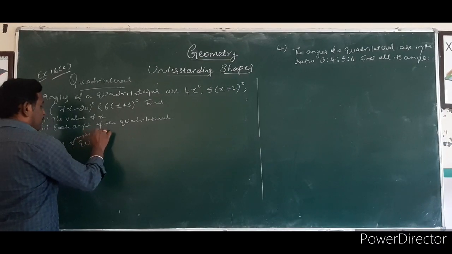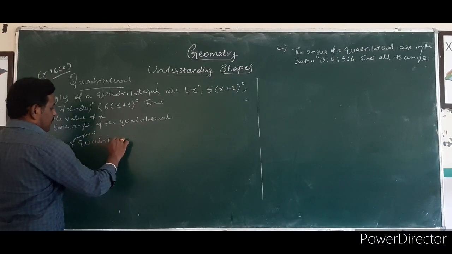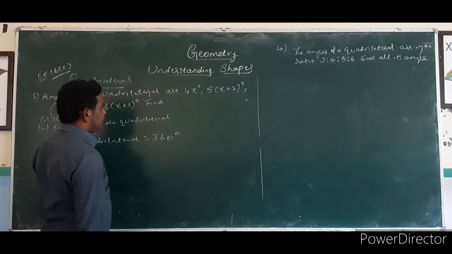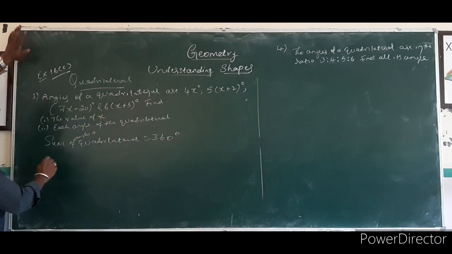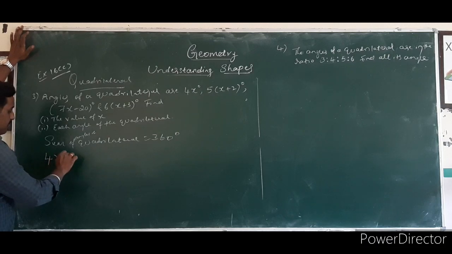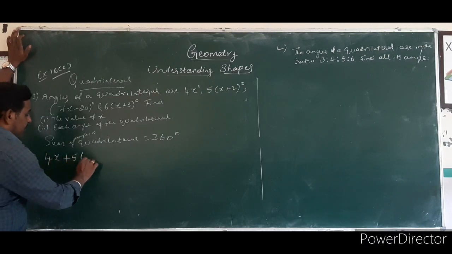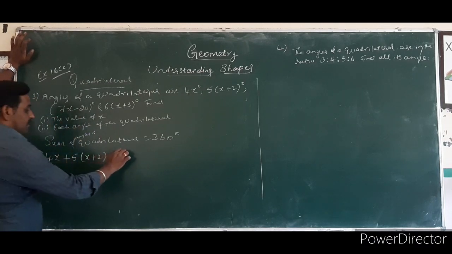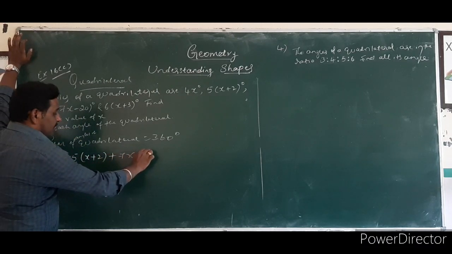The sum of the angles of a quadrilateral is equal to 360 degrees. Which are the angles that are given? 4x, plus 5 into (x plus 2). I am writing it as it is; later we can simplify.